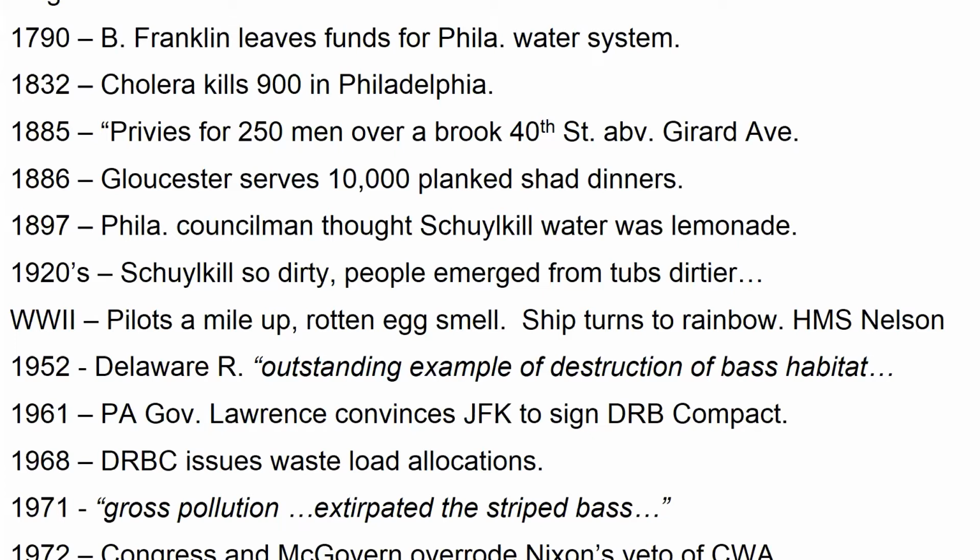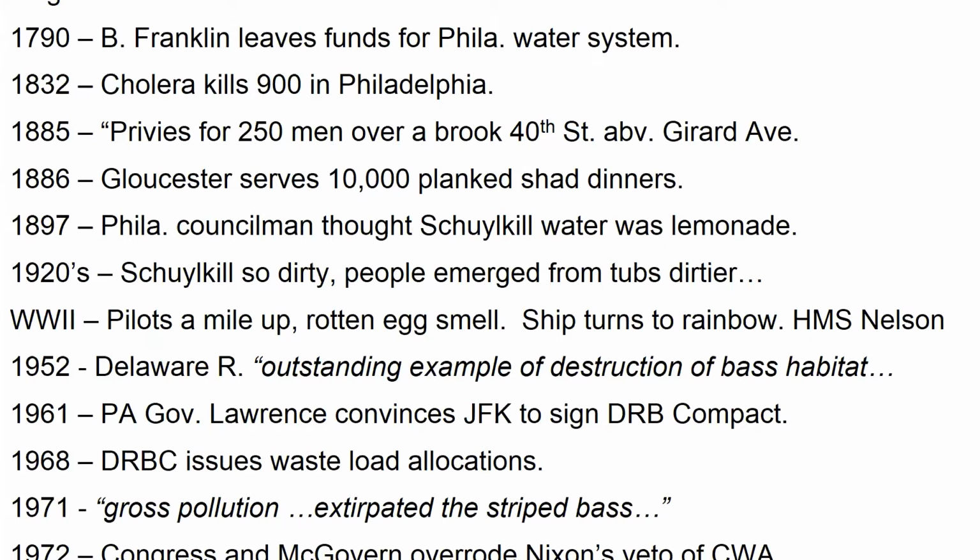There is a scientist that called the Delaware River an outstanding example of a destruction of striped bass habitat and thought then that the striped bass was extirpated. And then in 1961, it began to turn around when Governor Lawrence convinced the reluctant JFK to sign the DRBC compact. JFK didn't want to sign the compact because he didn't want to give up the federal power. He was advised by the Secretary of Interior at the time that you're giving up federal power. But the governors convinced JFK to sign it, and it was a really good move.